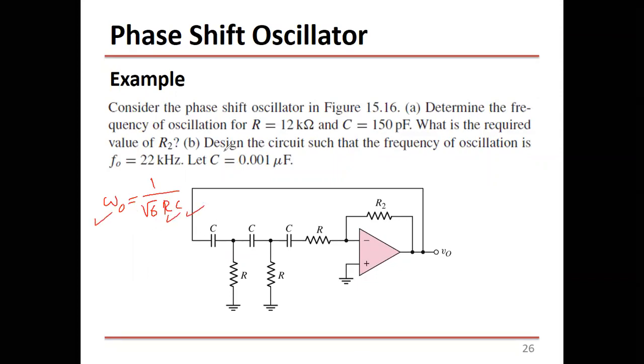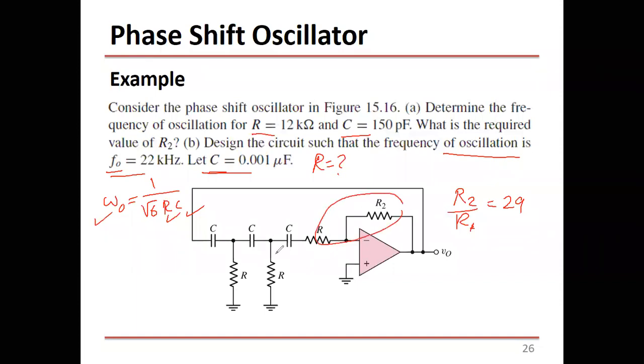The second part is to design the circuit such that the frequency of oscillation is this, and let C be this, find R. So this is the other way around. Here I'm giving you R and C, and I'm asking for f naught. And here I'm giving you f naught and C, and I'm asking for R. So you use the same equation to find R. So it's a very easy one. And you remember that R2 over R, sorry, has to be 29. So you can design and find R and R2 as well.